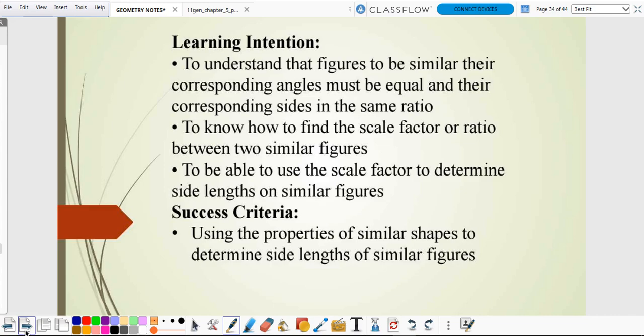Also, we're going to try and understand our scale factors. This is probably something new that you've never done before, or maybe you have. But understanding your scale factors between two different figures, and then being able to use that scale factor, whether you've maximized it or minimized it, to find the missing link. And as a success criteria, you will be able to find unknown sides of different shapes.